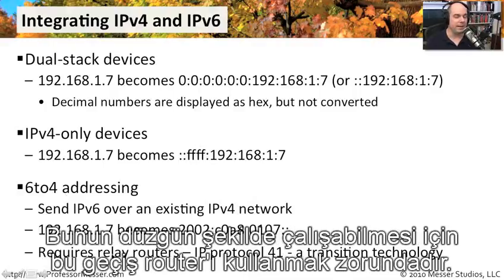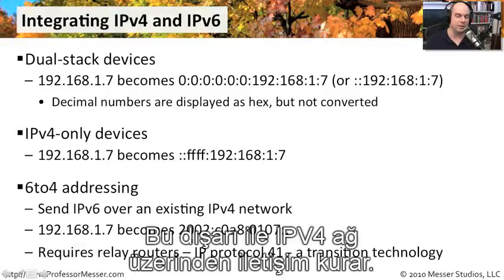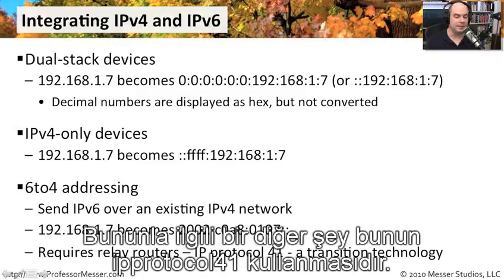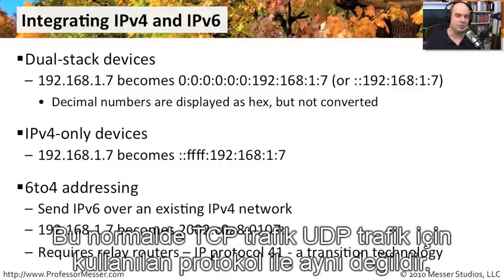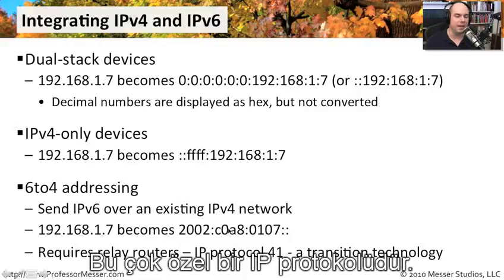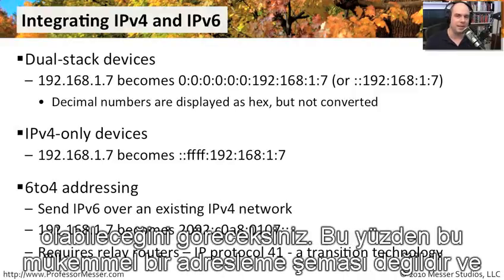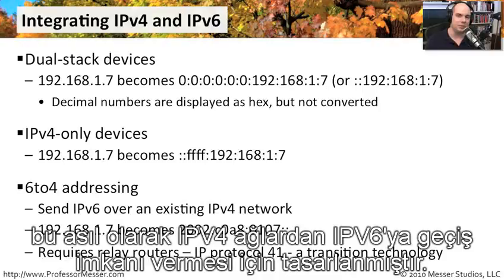For this to work properly, it has to use relay routers that communicate out over these IPv4 networks. And there are a number of relay routers that you can see out there in the world. Another thing about this is that it uses IP protocol 41. This is not the same protocol that IP version 4 will normally use to send TCP traffic or UDP traffic. It's a very specific kind of IP protocol, and in many cases you'll find a firewall may prevent that traffic from communicating. So it's not a perfect addressing scheme, and it really is designed to allow us to transition between our IPv4 networks and into IPv6.